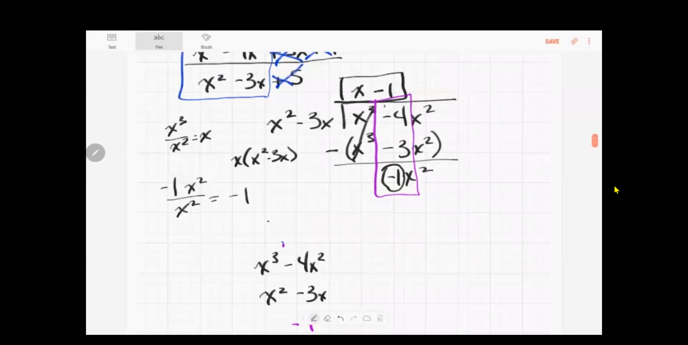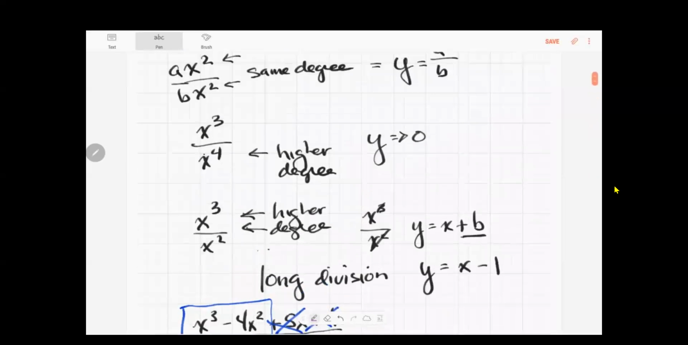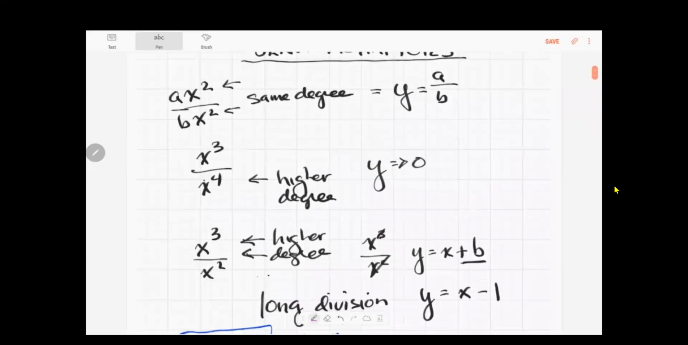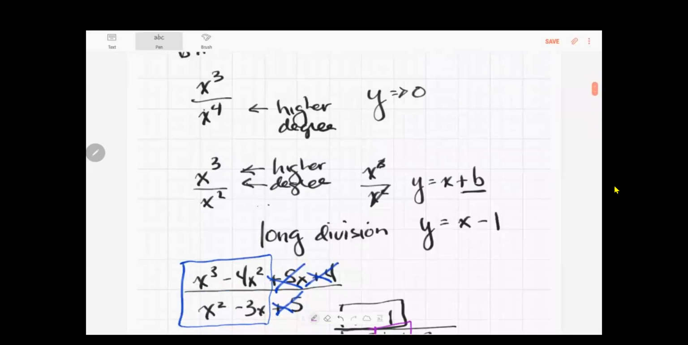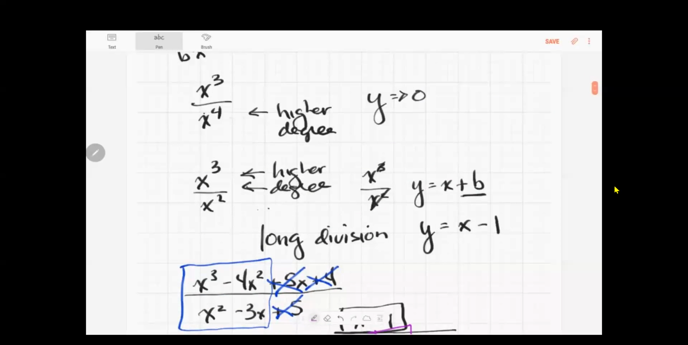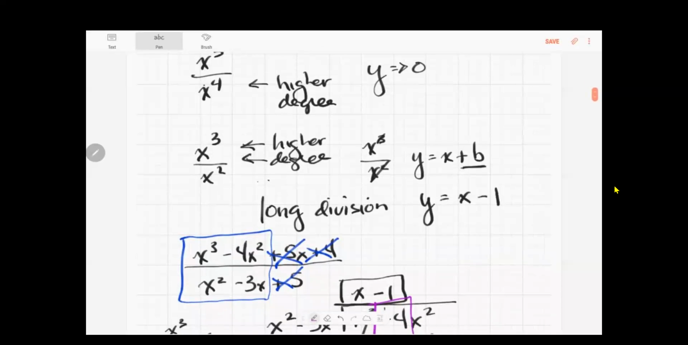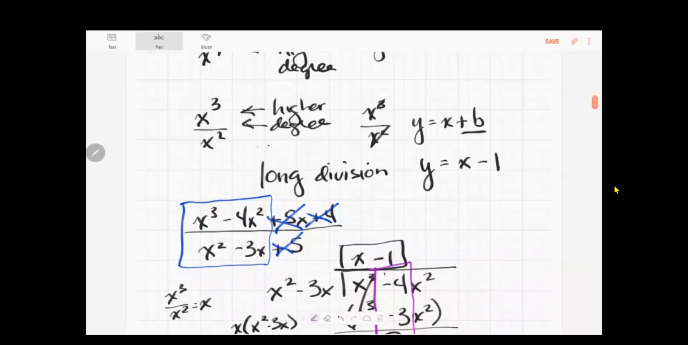In summary, when they're the same degree, it's y equals the ratio of the coefficients, which a lot of times is 1 in our problems. When the higher degree is in the denominator, the asymptote is going to be y approaches 0, or y equals 0. And finally, when the higher degree is in the numerator, we're going to have the equation of a line, y equals mx plus b, and you have to find that by doing long division.